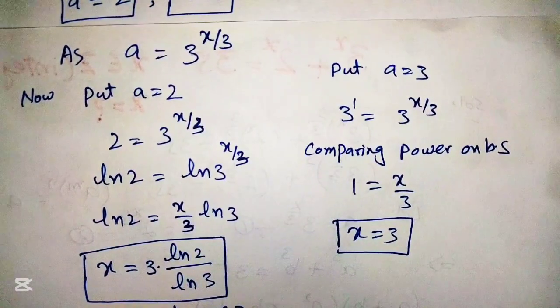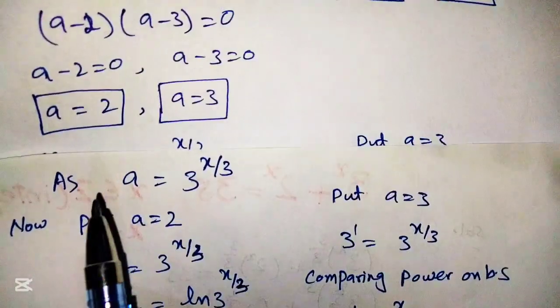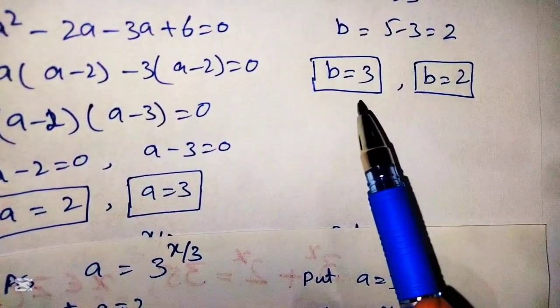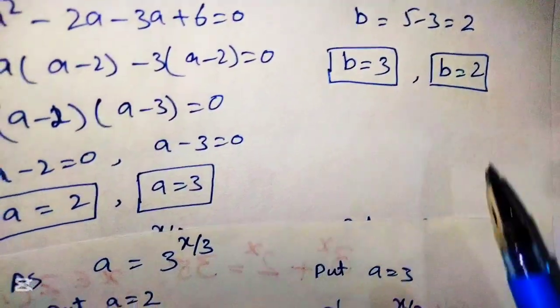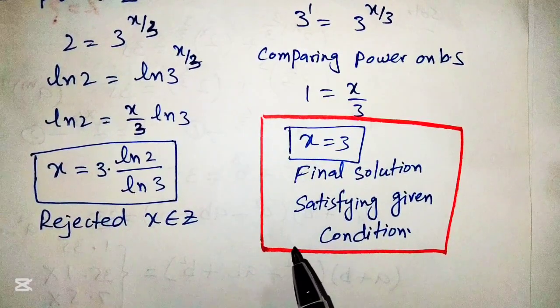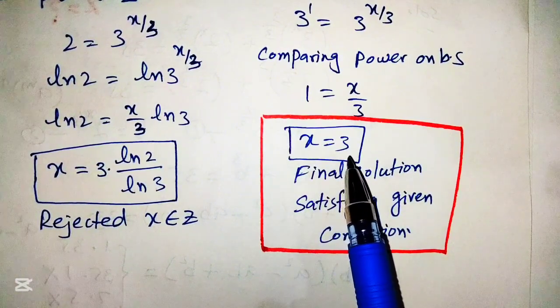We find this value using the values of a is equal to 2 and 3. We can also find the solution by using values b is equal to 3 and b is equal to 2, which are identical. This is the final solution, which is according to our given condition and satisfies the given condition. So x is equal to 3 is the final answer.